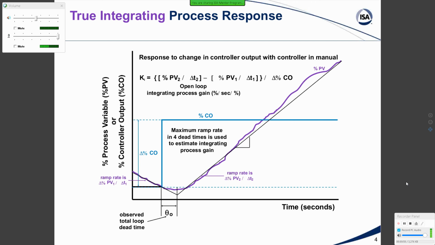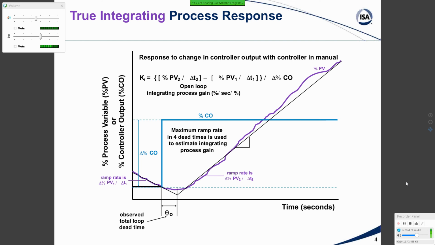Well, it turns out in pressure it may not be true integrating, but that's a finer point we can get into. With level, unless you have gravity flow, we're talking about a pump discharge usually. We have a true integrating process there where we have a ramp rate.